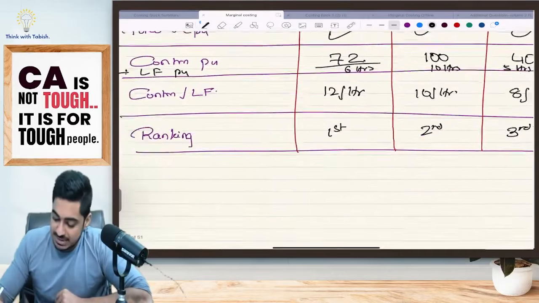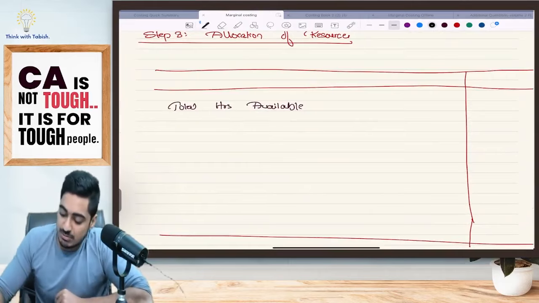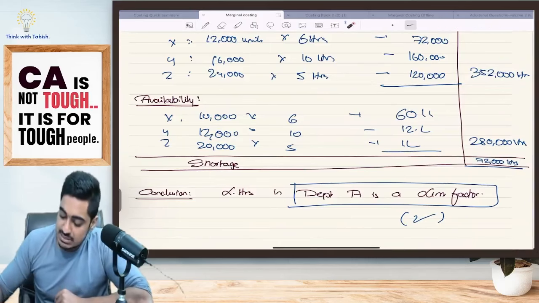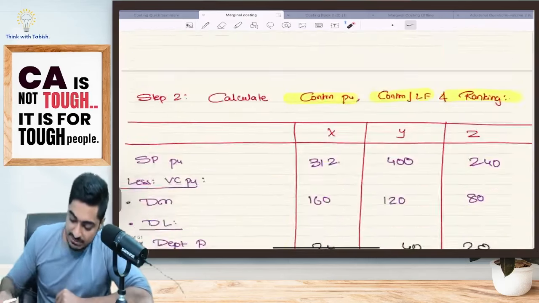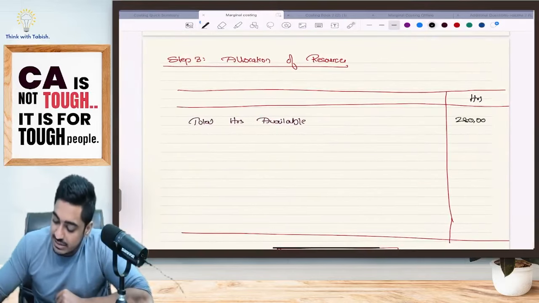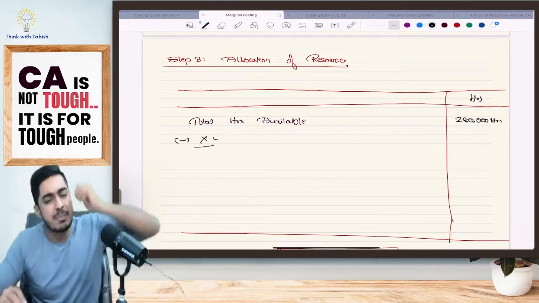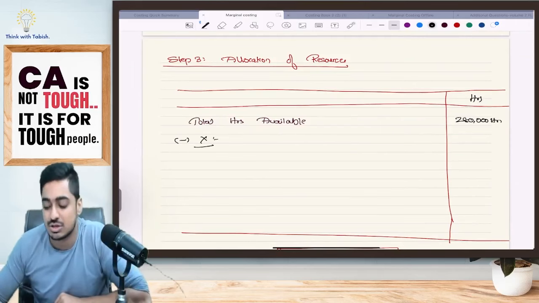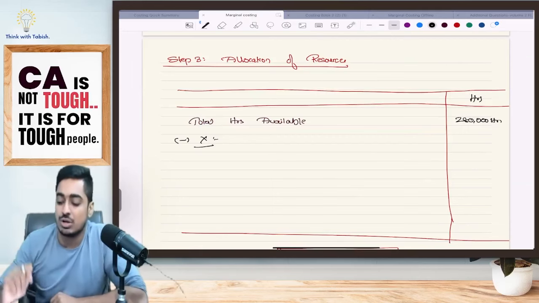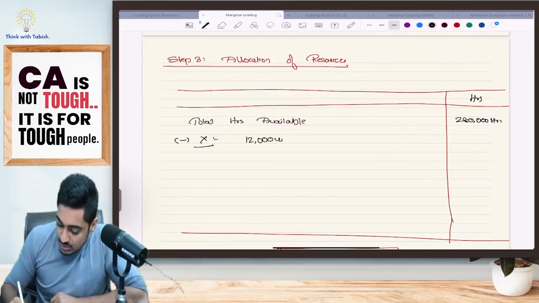Yes, sir. That means can we proceed further to allocation of the resources? Yes, sir. Now tell me one thing. Total how many hours are available with me? Sir, total 2,80,000 hours is available with me. In that, first which item will I try to produce? Sir, best product to produce is X. That means maximum X I will try to produce. Tell me, in the next year, maximum how many units of X I can produce and sell? Sir, budgeting team has told that maximum 12,000 units of X we can produce.